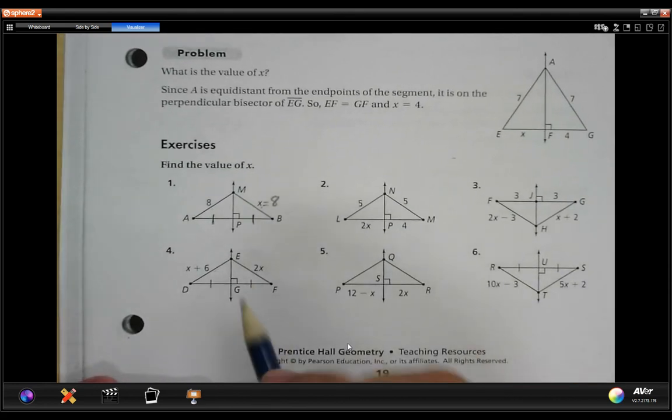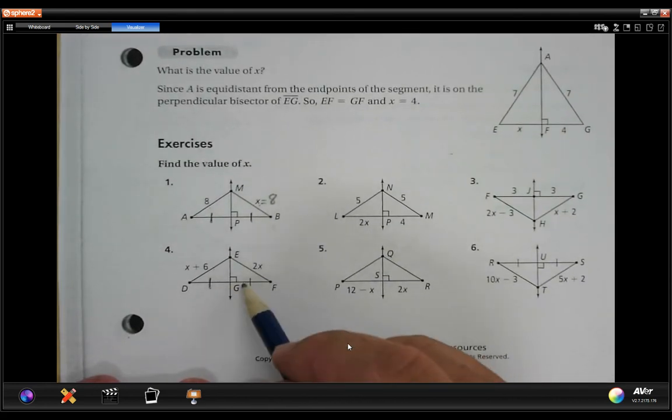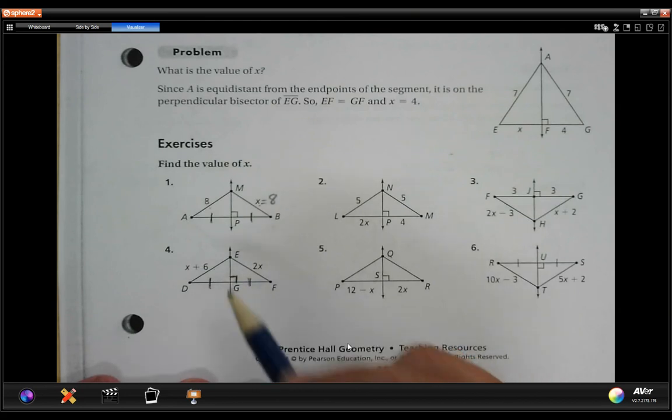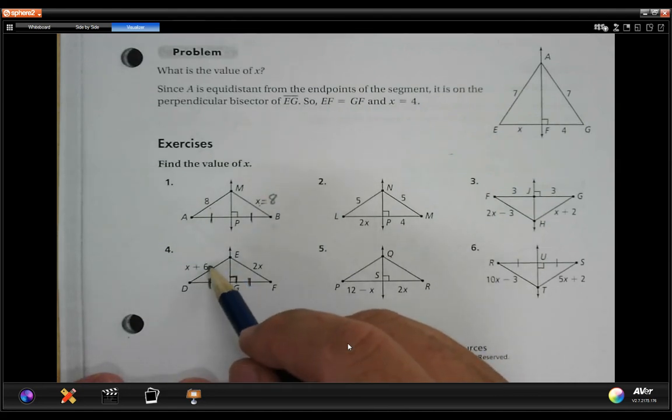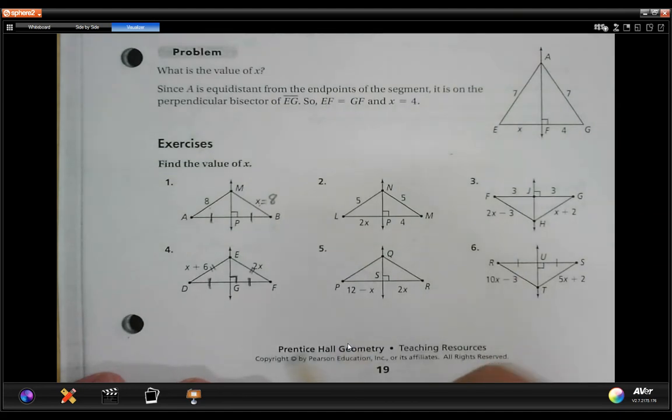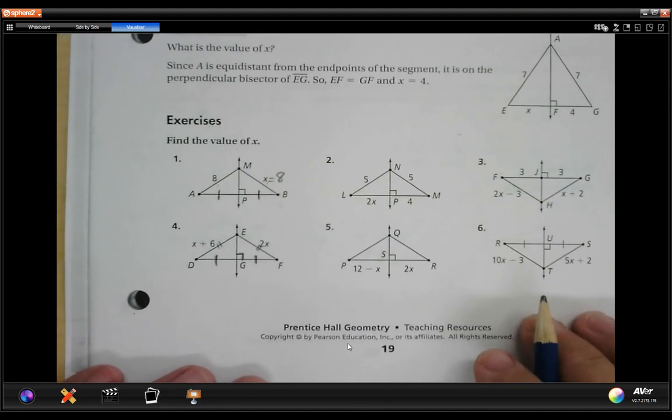And so the same thing is true here. You notice I've got the perpendicular bisector here. I've got a 90-degree angle, and I have two congruent segments. If that's the case, then I know that these two segments also have to be congruent. So what do we do to congruent segments? We set them equal to each other.